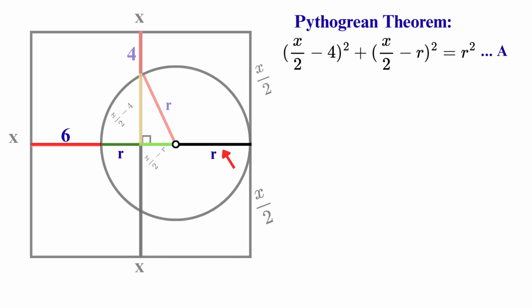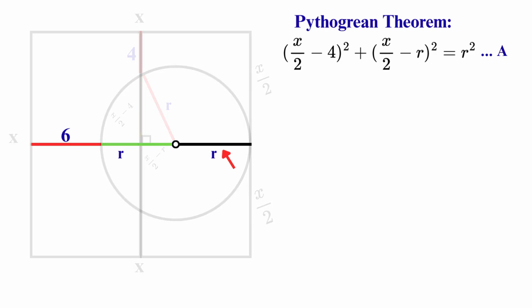If we look at the horizontal line across the large square, we can see that the distance from the center to the left edge of the circle is r units. From the center to the right edge of the circle is also r, and the remaining gap outside the circle is 6 units. So the total length of the horizontal line is 6 plus r plus r, which becomes 6 plus 2r. Notice, this horizontal length and the side of the large square are equal, so we can say that x equals 6 plus 2r. Let us call this equation B.